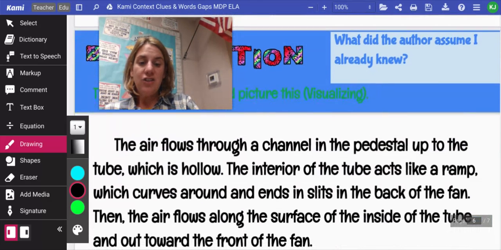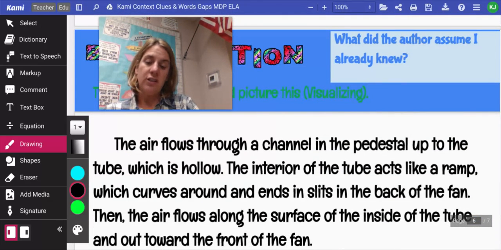So let's change gears just a little bit. Sometimes writers write in a way where they're assuming that the reader knows or will understand what they're saying without giving further explanation. So let's take a look at the paragraph here.